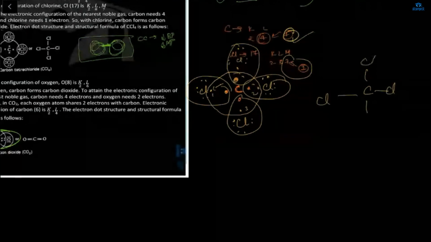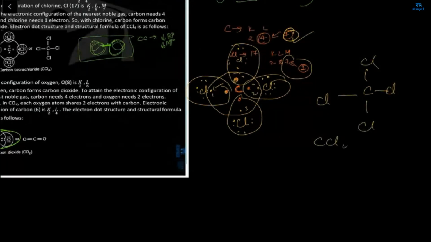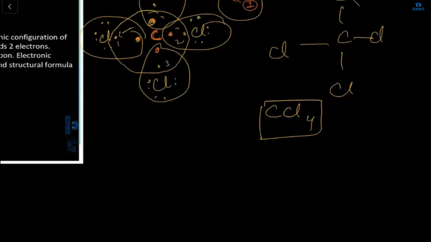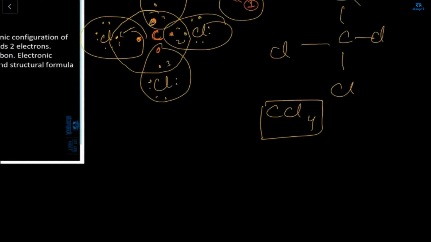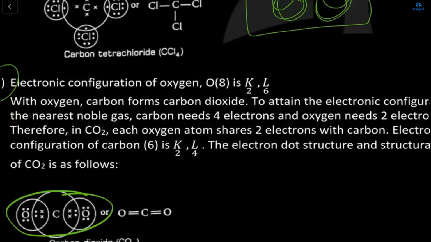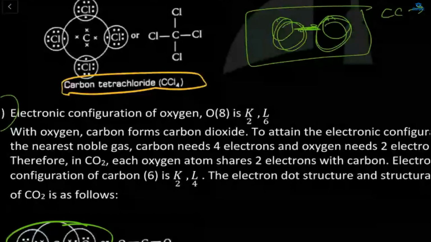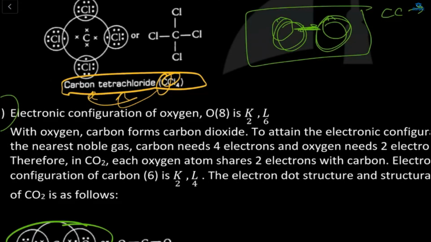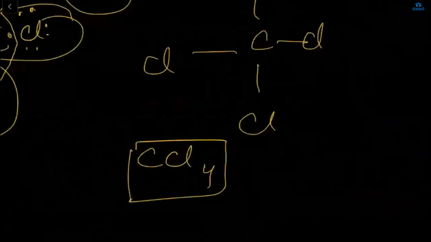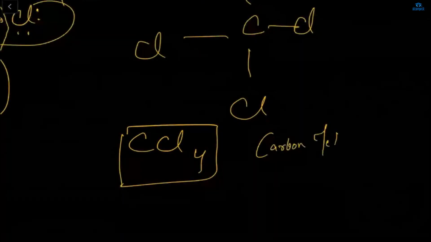So it will be what? CCl4. Now, what is the name of this CCl4? Anybody? Safia, what is the name of this CCl4? See, the name of CCl4 is carbon tetrachloride. C for carbon, Cl for chloride, but it's having 4 over here, so it will be tetra. This is your carbon tetrachloride.